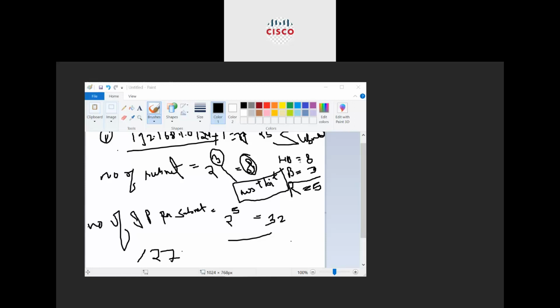So for that problem, the solution from the INA was: okay, we will divide the IP addresses into two parts, private and public IP.